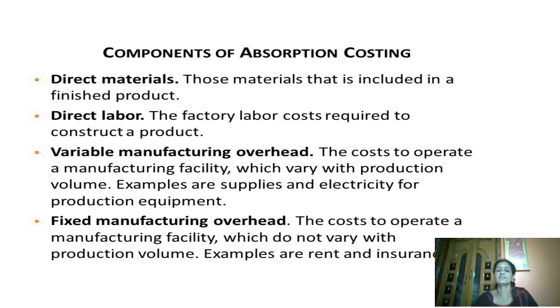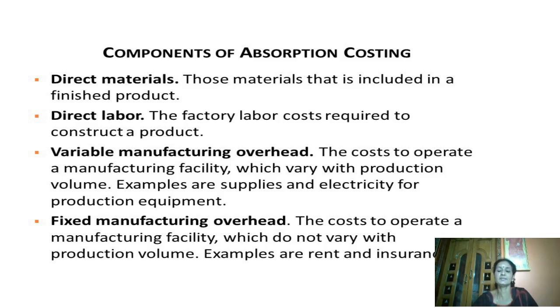Examples are supplies and electricity for the production department. So variable manufacturing overhead is when this varies as per the production. If you increase the production, the cost also will increase. It is based on the number of units manufactured. Suppose you are manufacturing 5,000 units, the electricity used for that may be around 10,000. Suppose you want to manufacture 6,000, then the electricity charges also will increase. Maybe it might increase to 12,000. So this varies as per the production. That will be termed as variable manufacturing overhead.